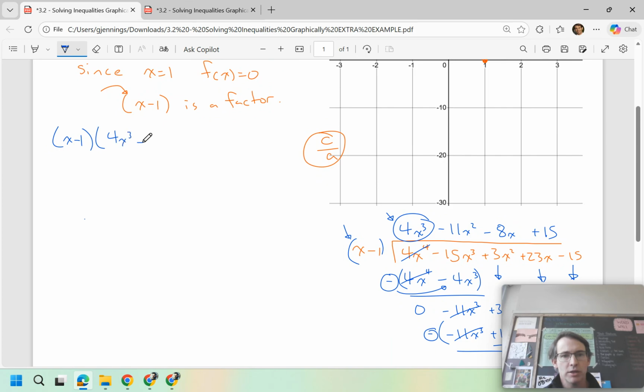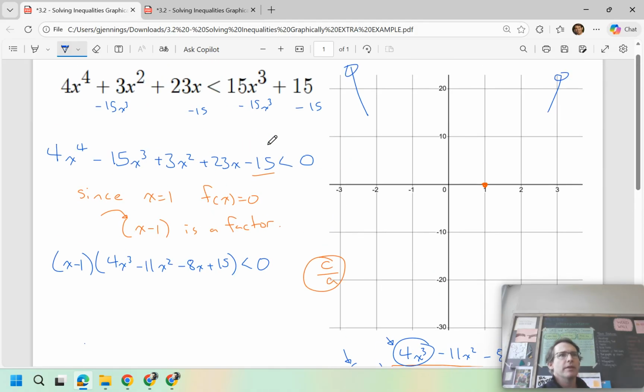4x cubed minus 11x squared minus 8x plus 15, all of that is less than 0. You would get to the same point with synthetic division. You would have this line, and then you could write that line. I just find it harder to find my error inside synthetic division than inside long division, so I write it this way.